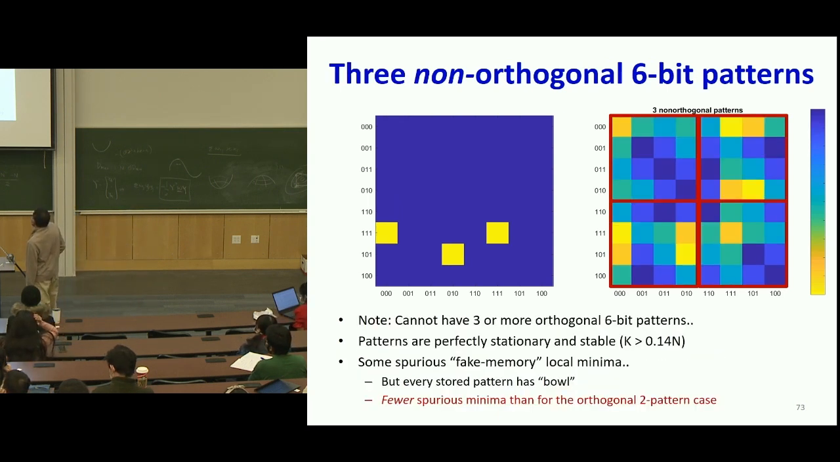So now I'm trying to store three patterns. And again, you can look at the figures on the slides. What you will find is that these three patterns are again stationary and stable, meaning if you start off close to these three patterns, then the network is going to evolve into one of these three patterns that you've tried to store.